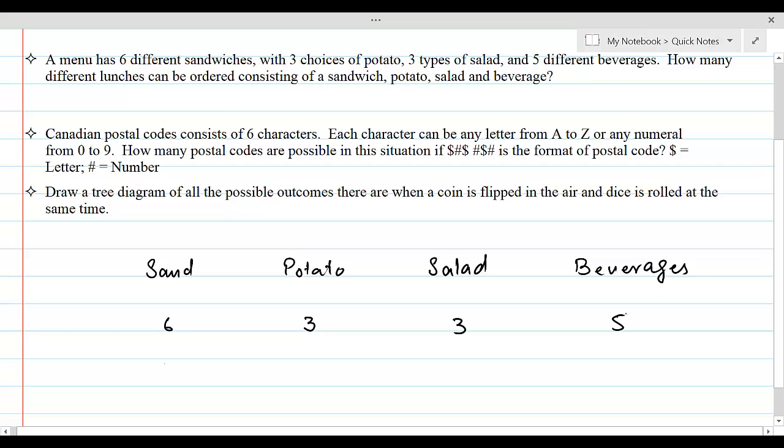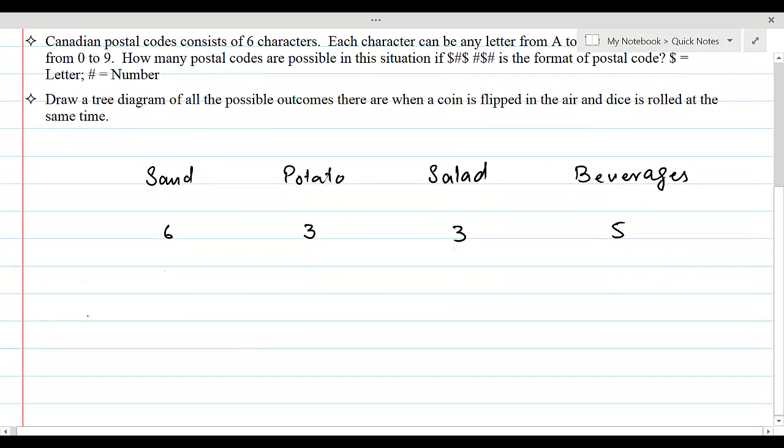According to the fundamental counting principle, the total number of possible combinations would be the product of all these numbers, 6 times 3 times 3 times 5. So the total number of possible lunches that can be ordered are equal to 6 times 3 times 3 times 5.